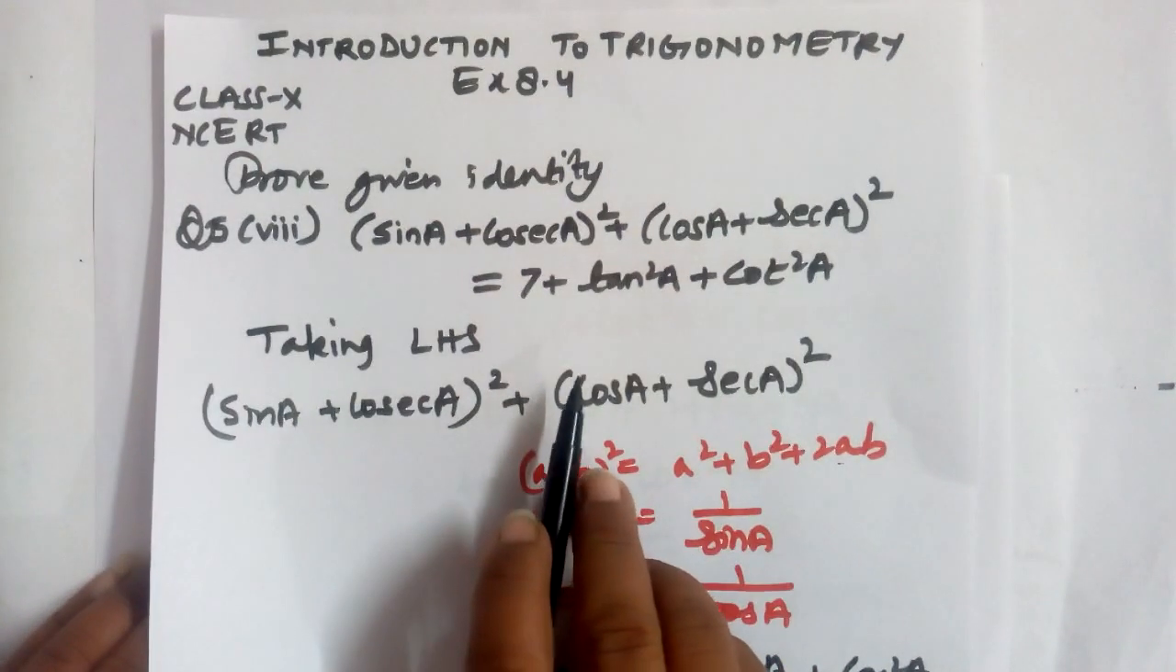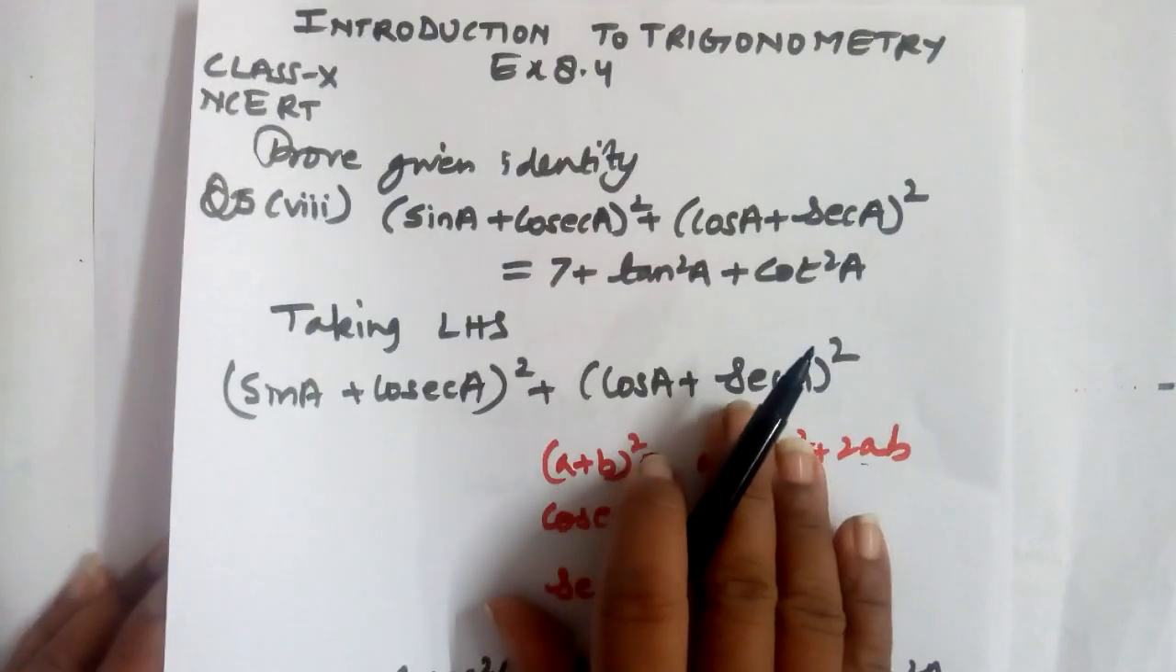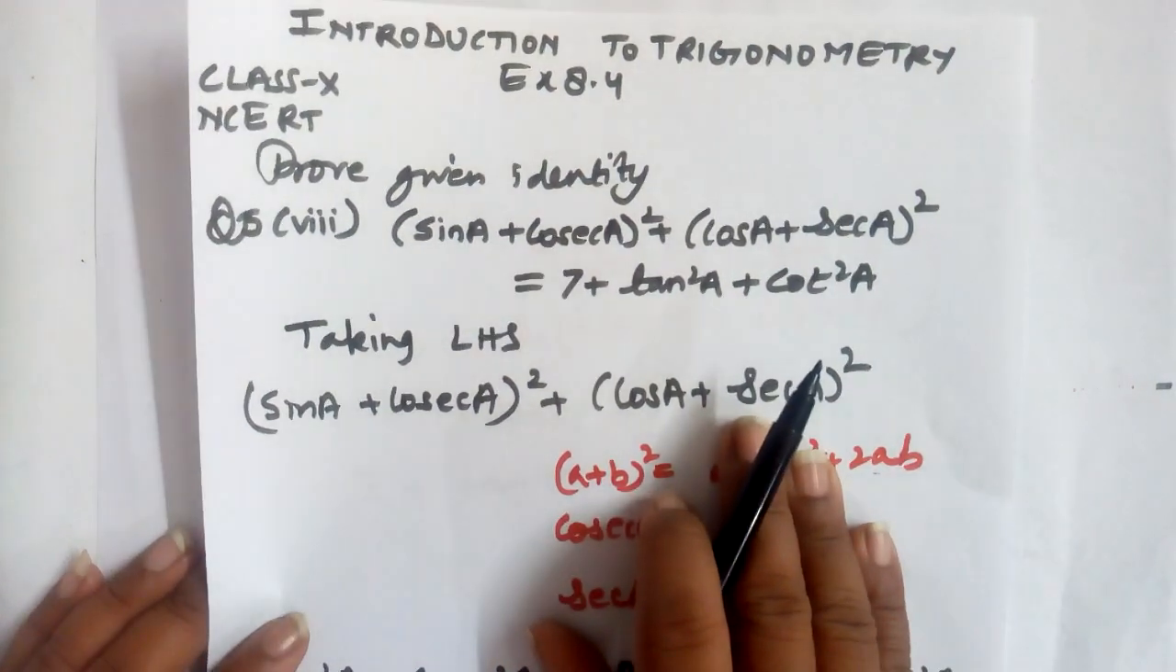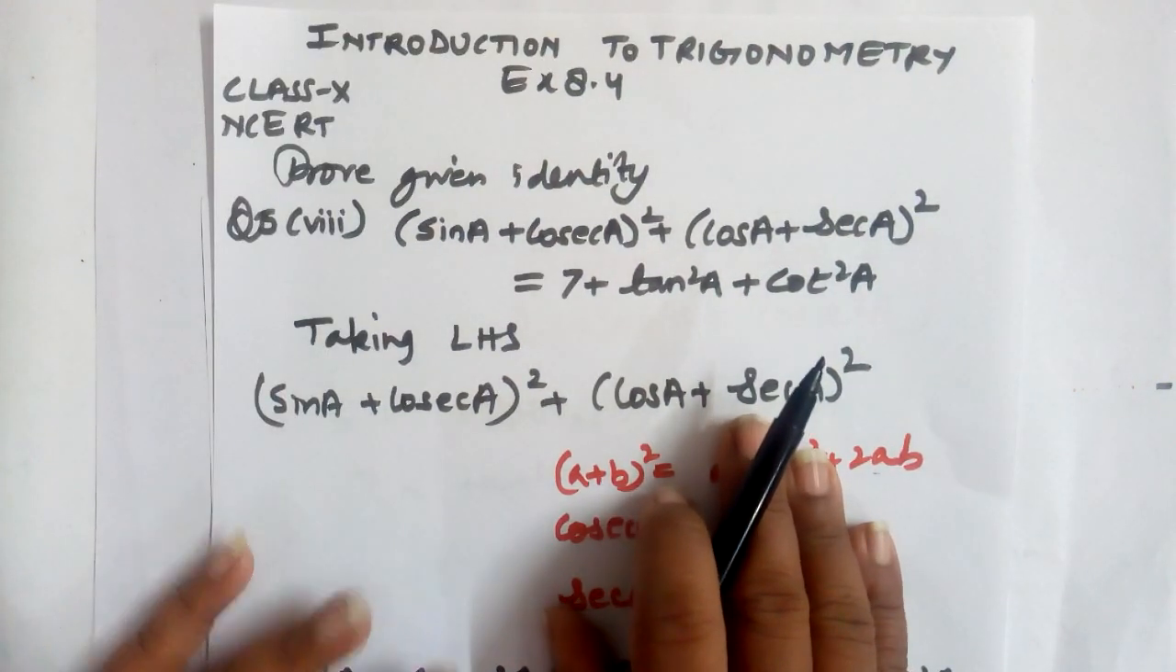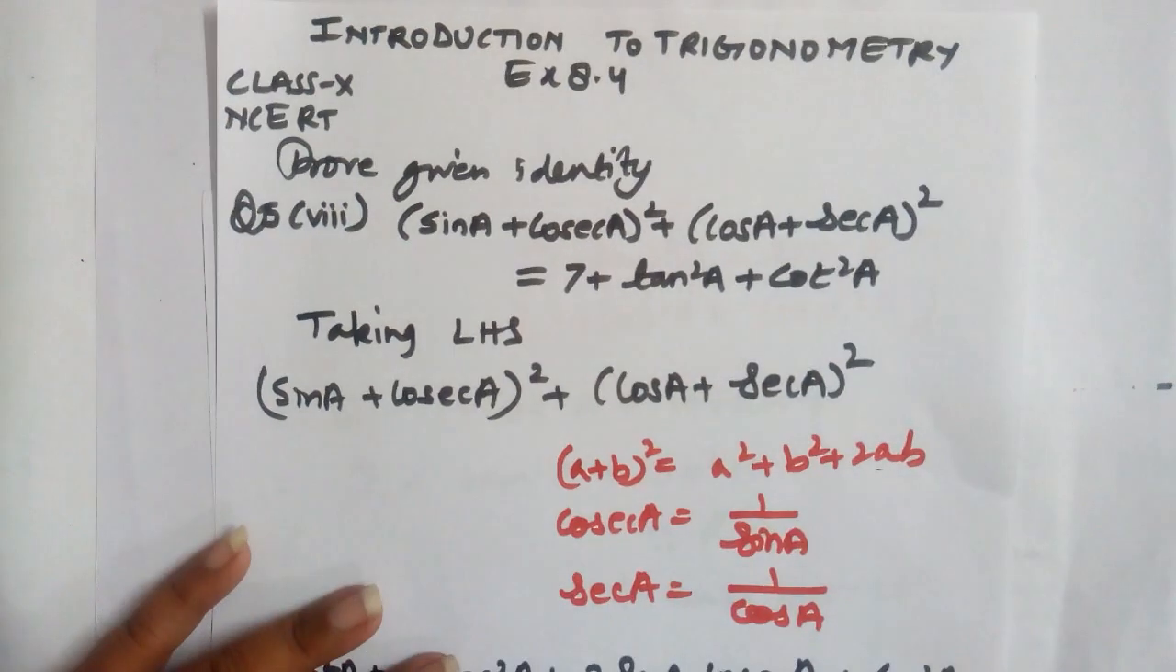See, what we need to prove is 7 plus tan square a plus cot square a. I hope I am clear. So learn the identities, they are very, very important.